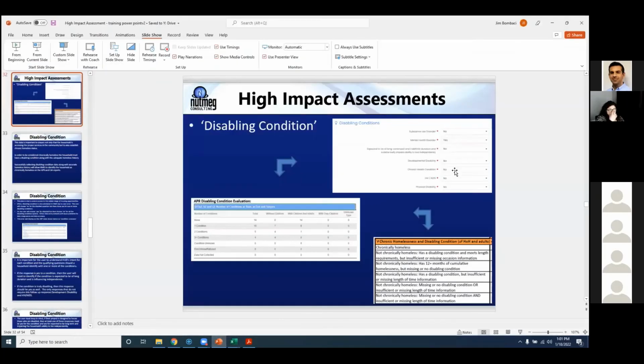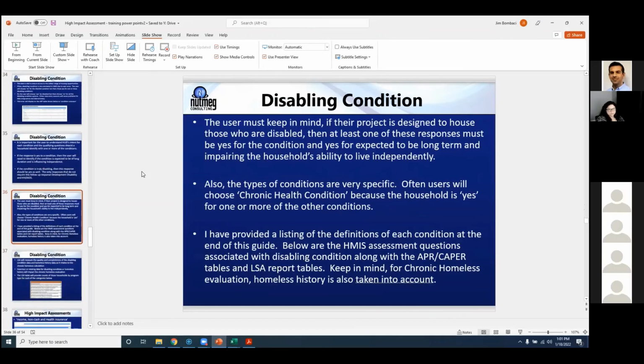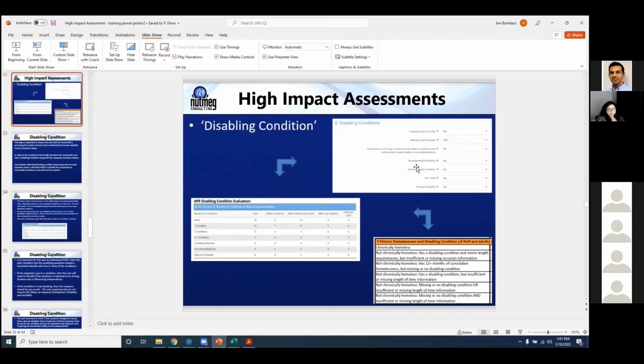If they're yes on your HUD program table, then they're going to be yes on your universal, and vice versa. If you said yes on the universal data collection that the person is disabled, one of these has to be disabled. The key here being that expected to be of long duration question. If you're saying that the person has a mental health condition equals yes, and it's impairing their ability to live independently, then that next question is also going to be yes.